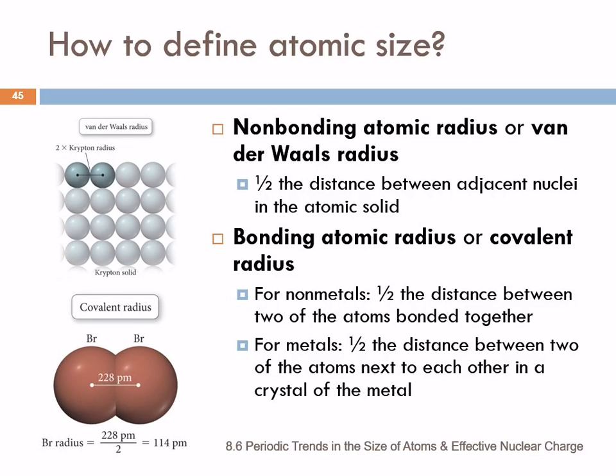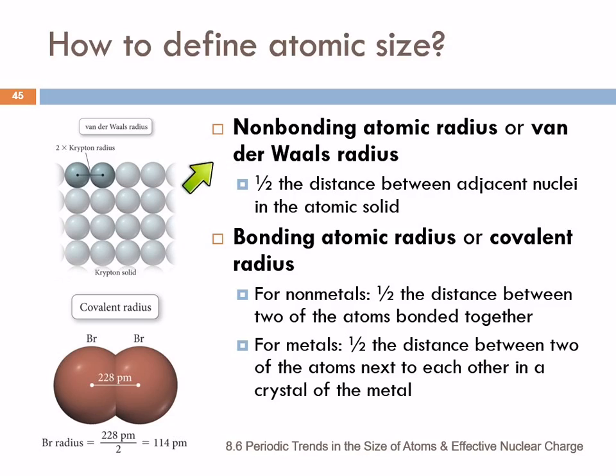We're going to look at some periodic trends among atoms. First of all is the size of the atom. Well, first we have to decide, how do you determine the size of an atom? Well, there's different ways to define it. You can look at the non-bonding atomic radius, which is also called the van der Waals radius. This is half the distance between adjacent nuclei in the atomic solid.